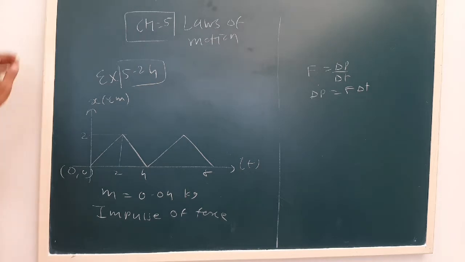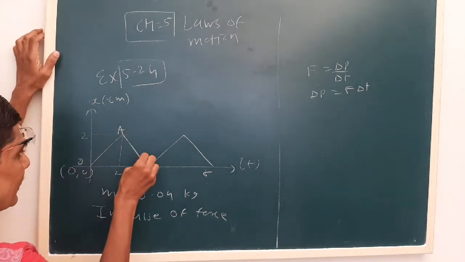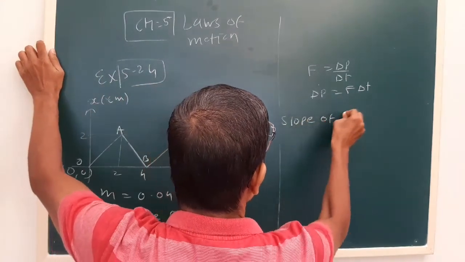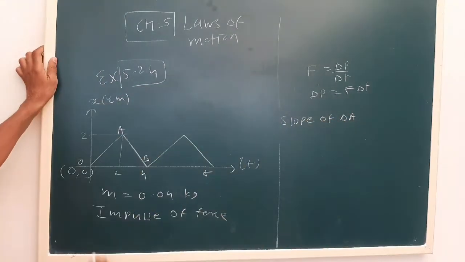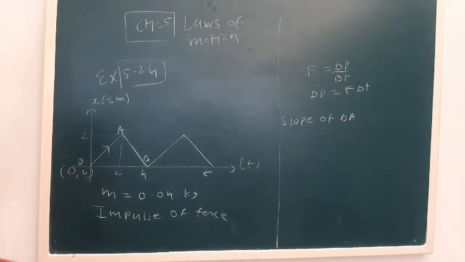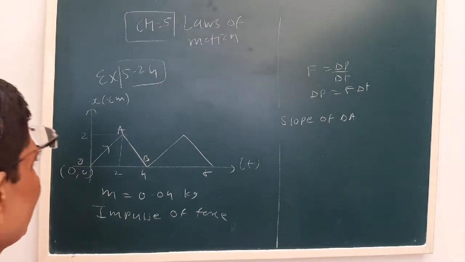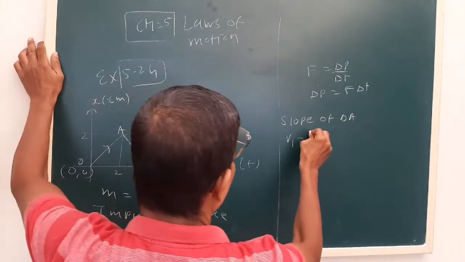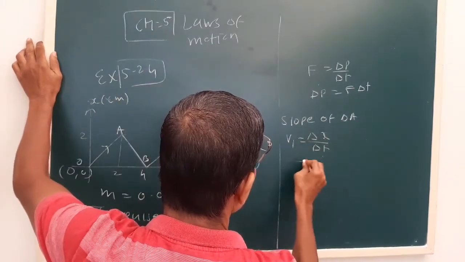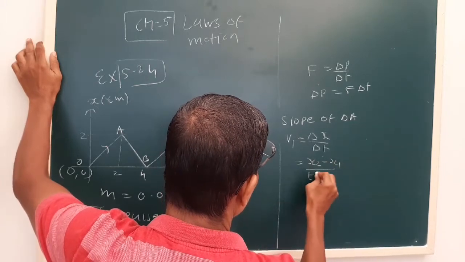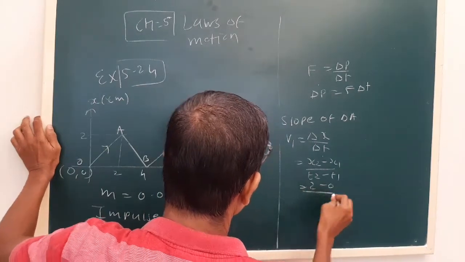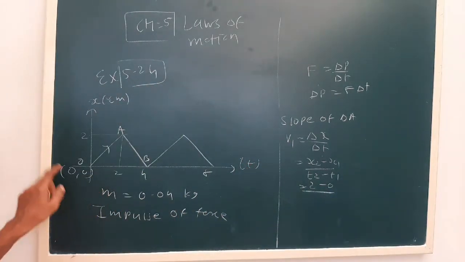Now here we can say it is like OAB. First we find the slope of OA, that will give the V1 value. Here the x versus t graph is going upward, so the velocity will be positive. So V1 will be delta x by delta t, that is x2 minus x1 upon t2 minus t1. x2 is 2, x1 is 0, t2 is 2 and t1 is 0.